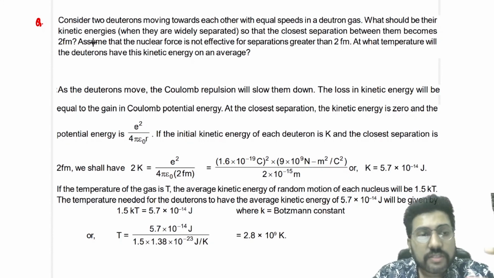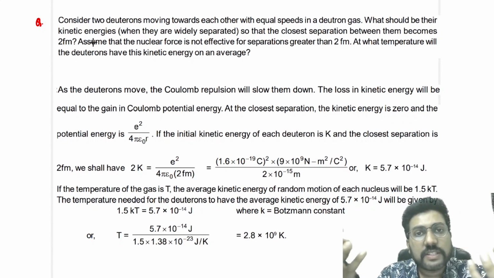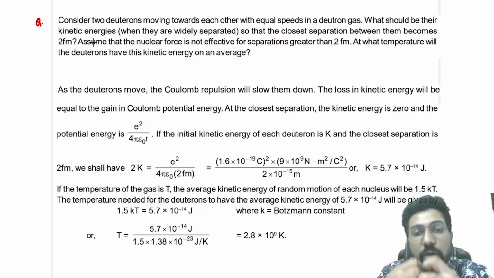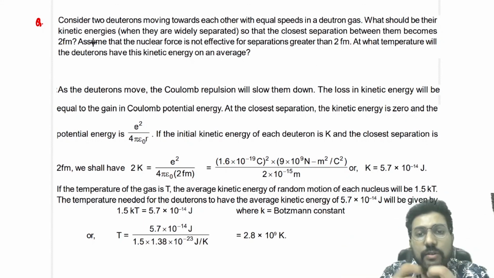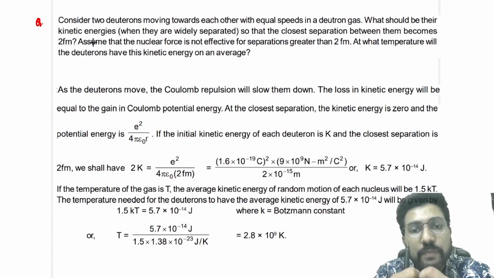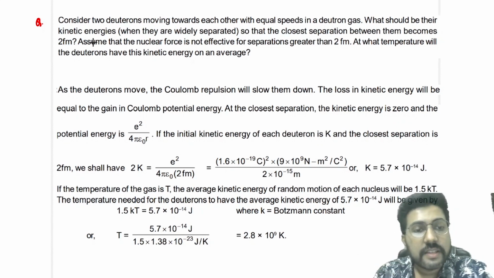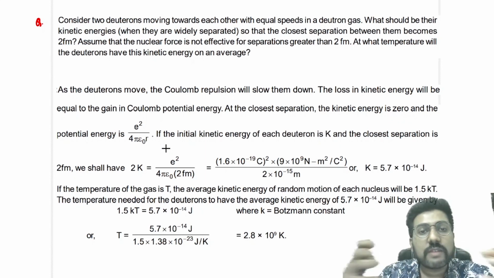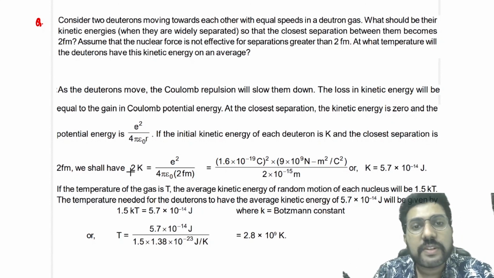As the deuterons move, they have to move against the electrostatic repulsion, because the two nuclei are like charges, that is, positive charge. So when they come towards each other, they will experience a repulsive force, the Coulombic repulsive force. So there will be a loss in kinetic energy. This loss in kinetic energy will be a gain in the electrostatic potential energy. At the closest separation, the kinetic energy should become 0. So loss in kinetic energy is equal to the gain in potential energy. Suppose the initial kinetic energy is k, then the total loss in kinetic energy will be 2k, because both are moving with the same velocity.